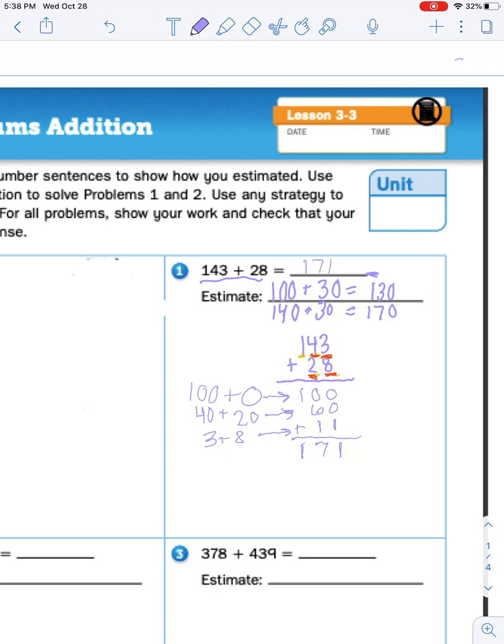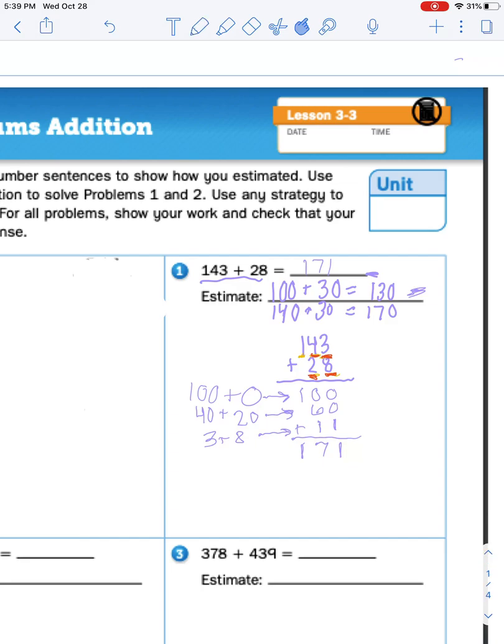171. Hey, look, my second estimate is super close to the exact answer. So I know that my answer makes sense. Okay, so I did it right. And if you did round down to 100 here in this first part, the 130, that's not too far away. You can still do it that way. It would still be correct.